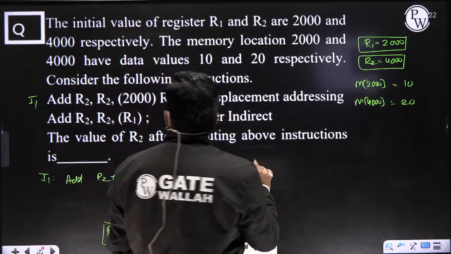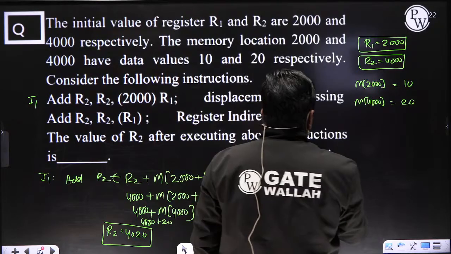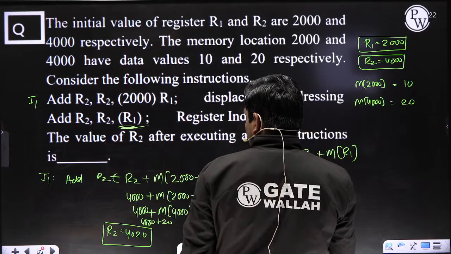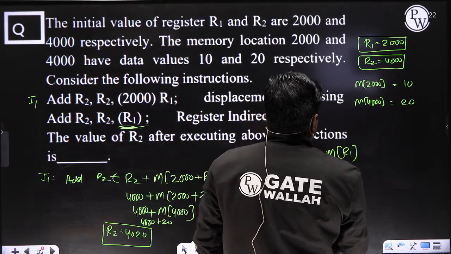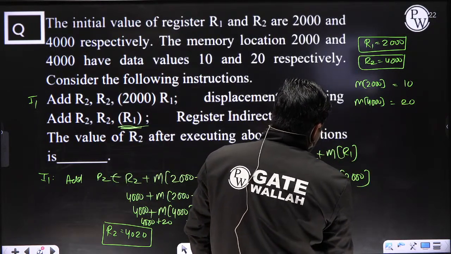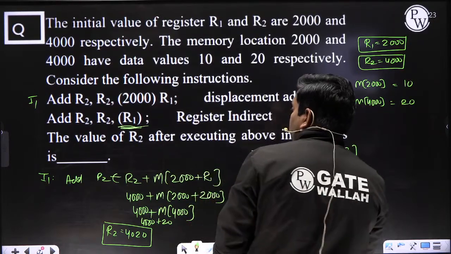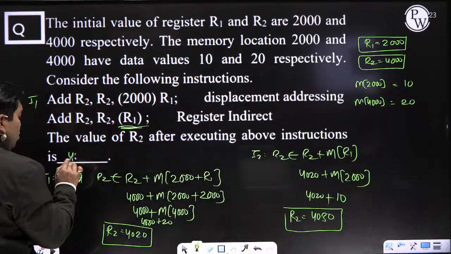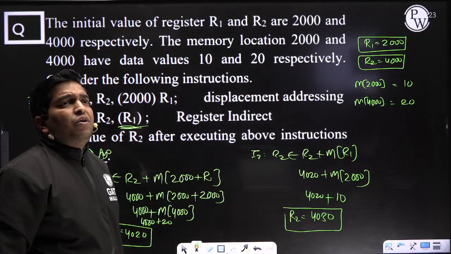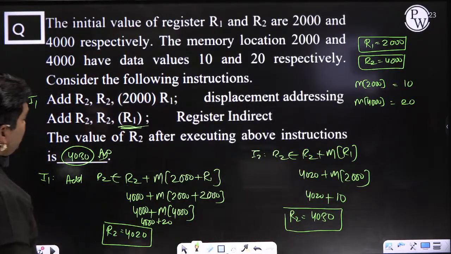4020. Now next I2: R2 plus M of R1, because it is register indirect, beta. R2 will be 4020. M of R1: R1 means what? 2000. What is the value at 2000? 10. 4020 plus 10 is 4030, my dear. So R2 will be 4030. 4030 is the right answer, my dear. Crystal clear? Beta, why are some of the students giving the wrong answer? Now, this is the 4030.